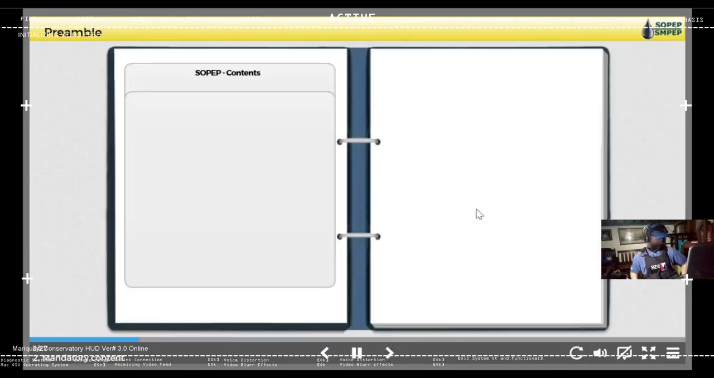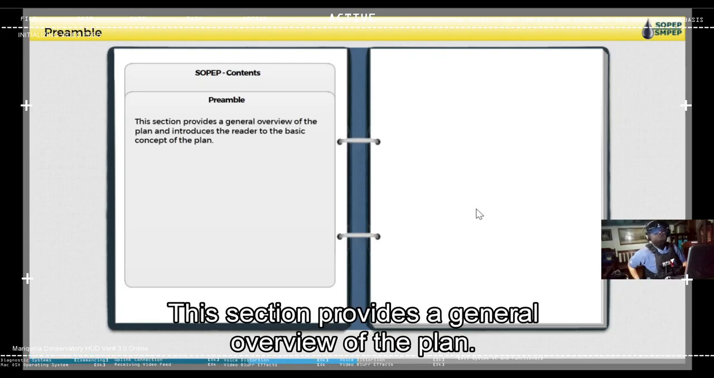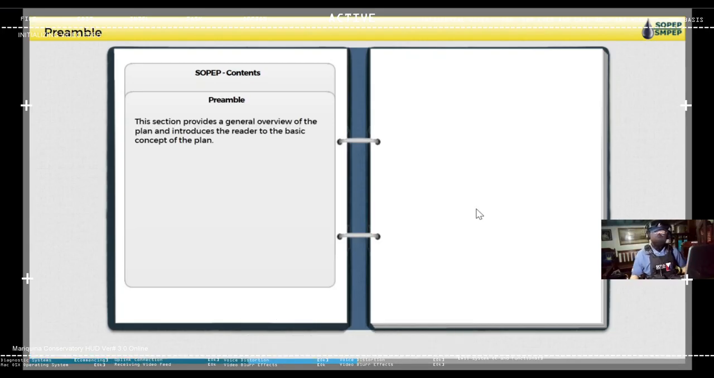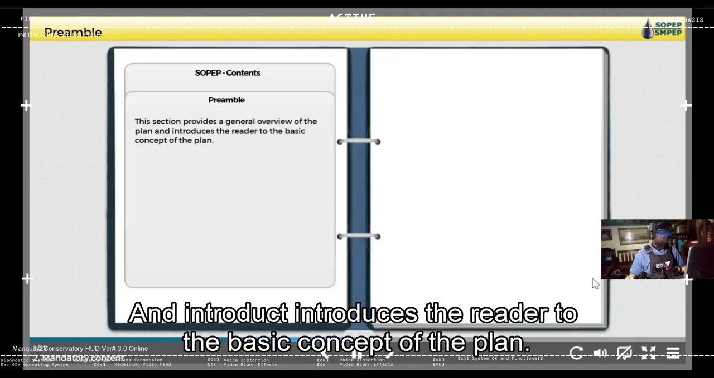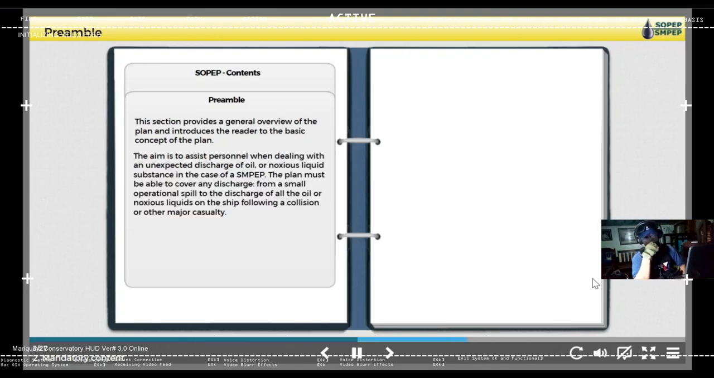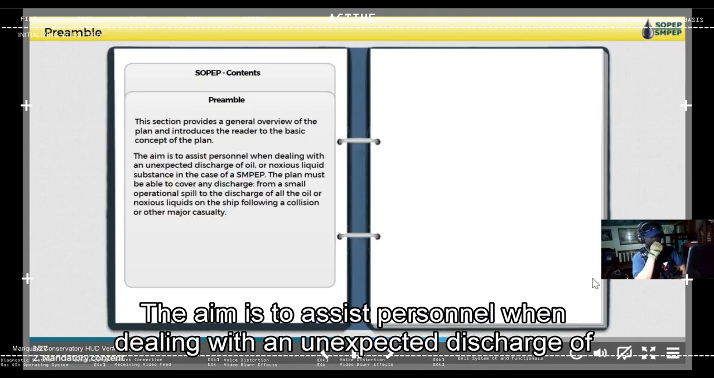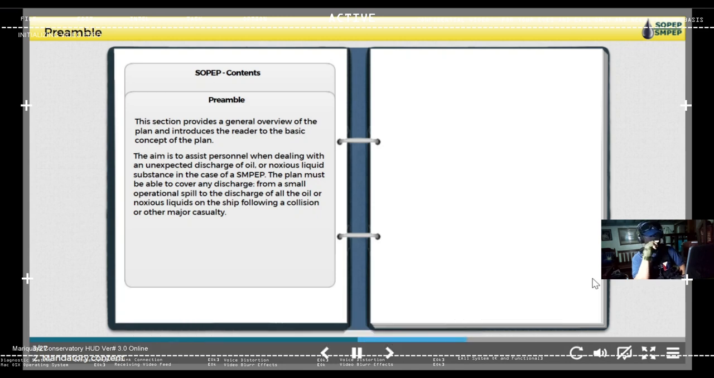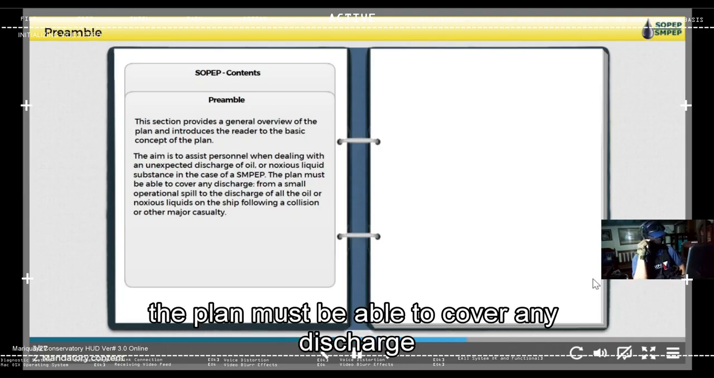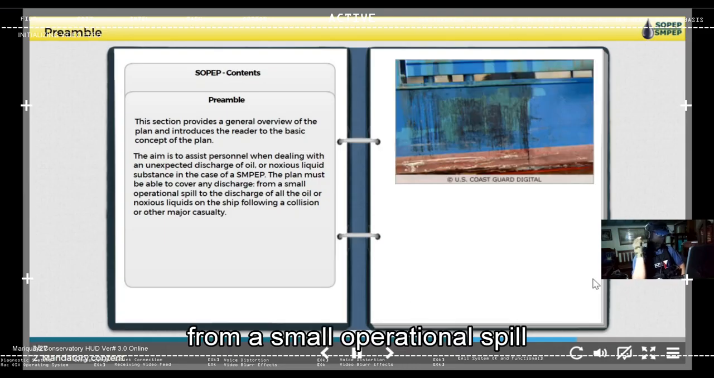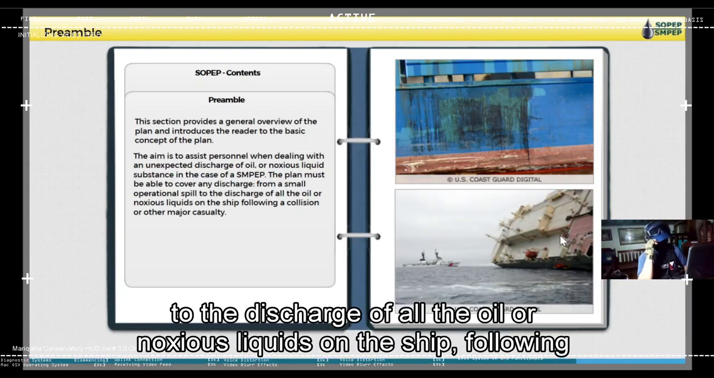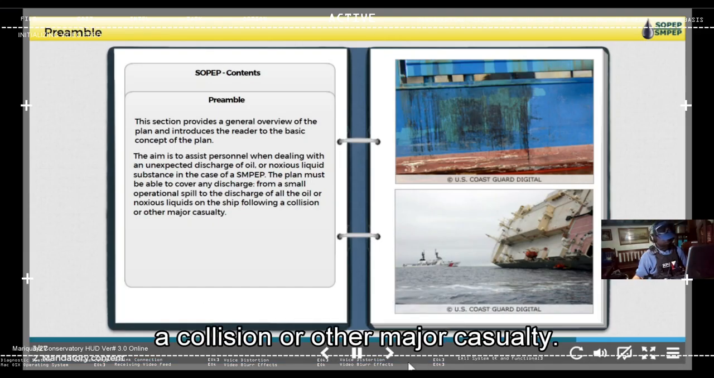Okay, let's do next. This section provides a general overview of the plan and introduces the reader to the basic concept of the plan. The aim is to assist personnel when dealing with an unexpected discharge of oil or noxious liquid substance in the case of an SMPEP. The plan must be able to cover any discharge, from a small operational spill to the discharge of all the oil or noxious liquids on the ship following a collision or other major casualty.